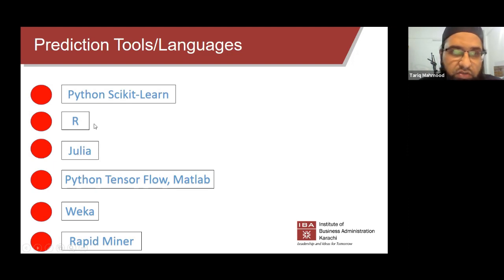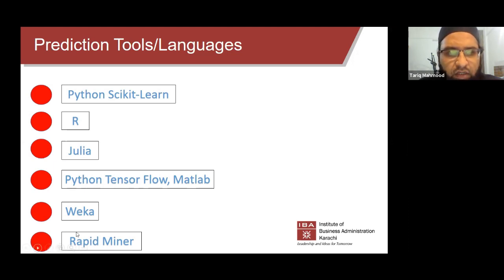It might cross R or something like that. Currently, we have Python and R as the leaders. If you want to do deep learning, then you have to use TensorFlow. TensorFlow is from Google, and there's an implementation of that in Python. You can also use deep learning on MATLAB, but I will prefer that you use TensorFlow.